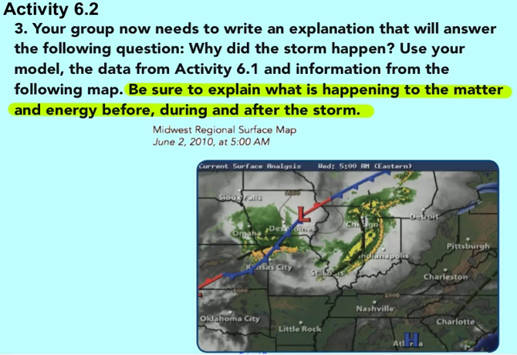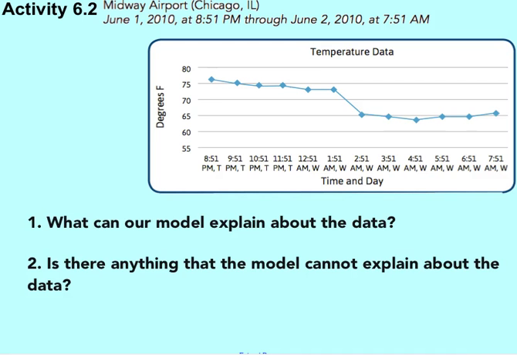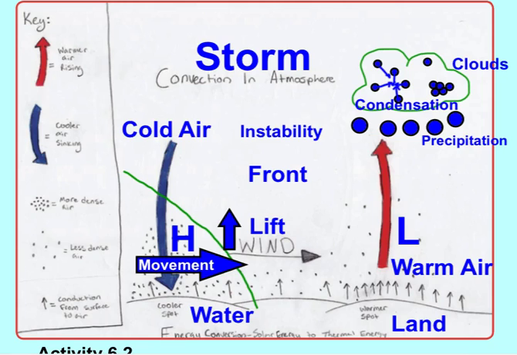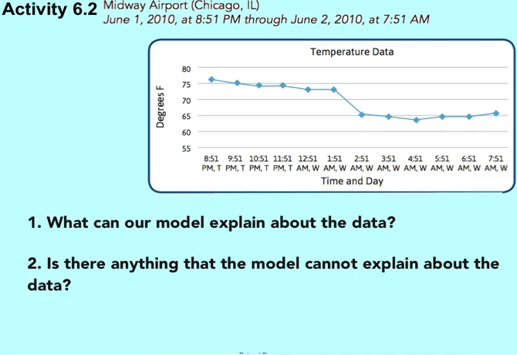And in number 3, it does say be sure to explain what is happening to the matter and energy before, during, and after the storm. So when we take a look at the first thing you have to write, it says, what can our model explain about the data? So look at this data, and you might have to flip back and forth to the model. And again, remember, here's the model. When you look at your model and you look at this, what can our model explain about the data? Is there anything that the model cannot explain about the data? So go ahead and see what you can do for that. Go ahead, pause the video right now.